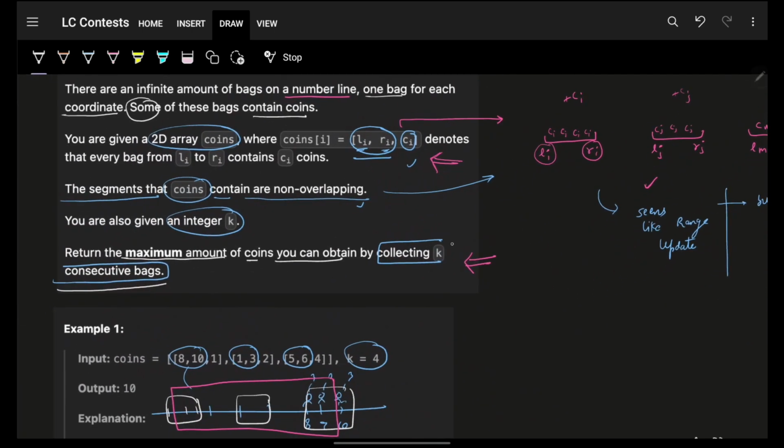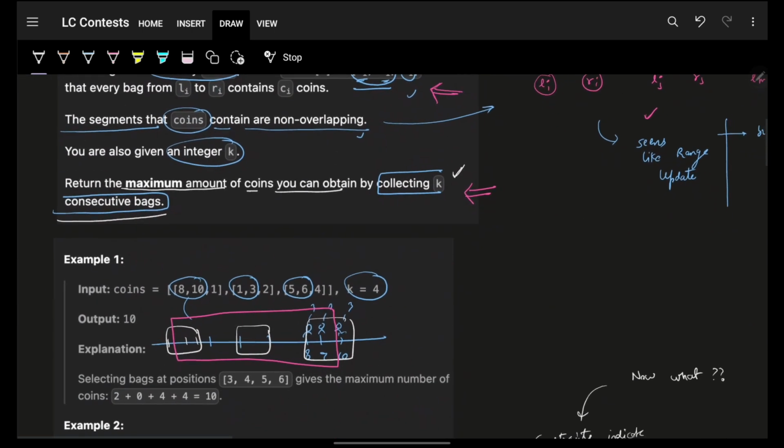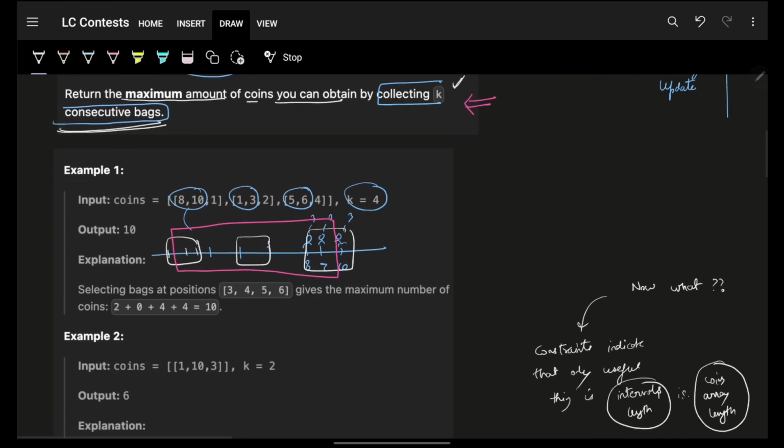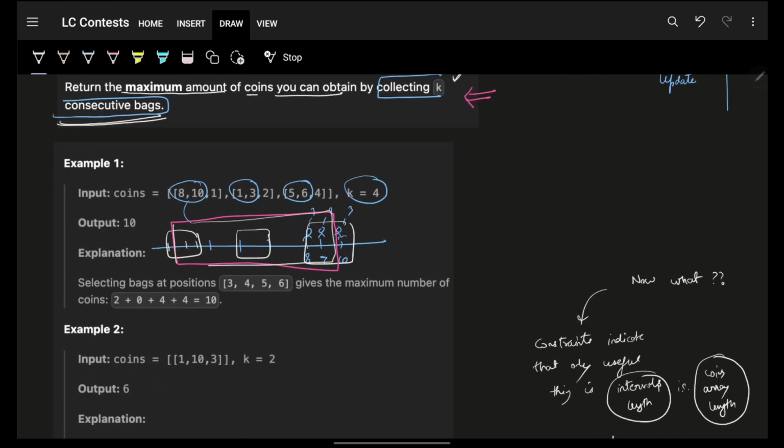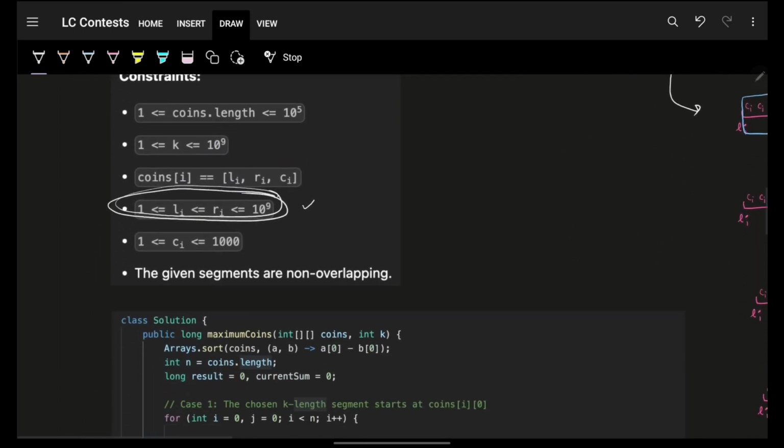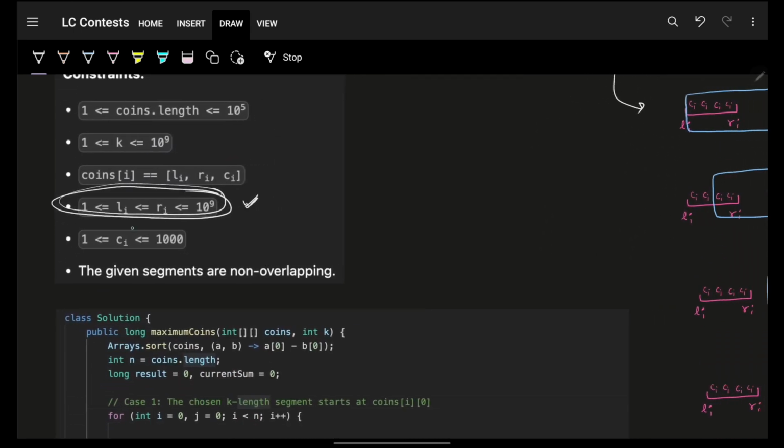But then I also realize, okay, I have to choose a window of size k, which means k consecutive bags, so that k bags will come up, and then maybe I can keep on sliding my window. So with that, we got the hint of sliding window, but then again we went to the constraints. Sliding window on such a big length is again not possible.